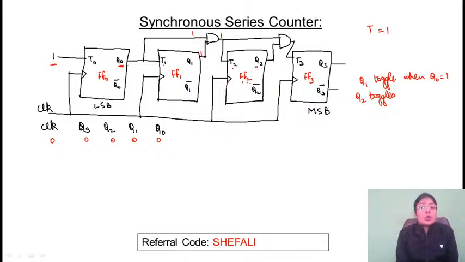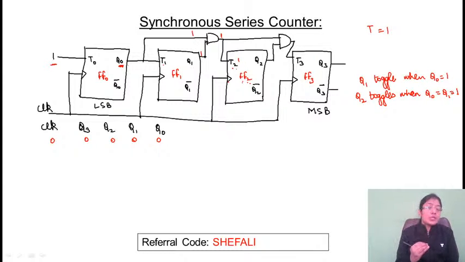राइट? सो Q2 की वैल्यू कब टॉगल करेगी? जब T2 की वैल्यू 1 होगी, और T2 की वैल्यू 1 कब होगी? When Q0 and Q1 are 1. So basically Q2 will toggle when Q0 is equal to Q1 is equal to 1.